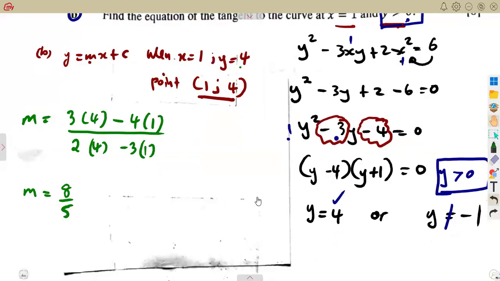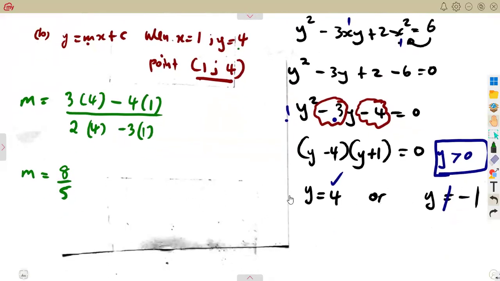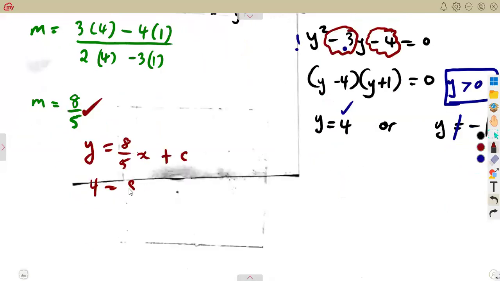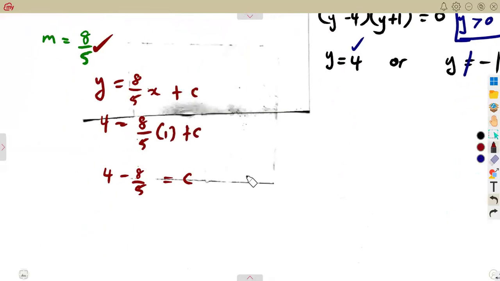We have the gradient. This is enough for us to obtain the equation of the straight line, because a tangent is a straight line: y is equal to mx plus c. y is equal to m, which is the gradient, 8 over 5 x plus c, which is the constant that we are supposed to determine from the values of x and y that you're given. So y is 4 where x is 1. In place of x, you substitute 1: 8 over 5 times 1 plus c, which is 4 minus 8 over 5 equal to the constant c. By solving this equation, we obtain the y-intercept, which is our c, 12 over 5.